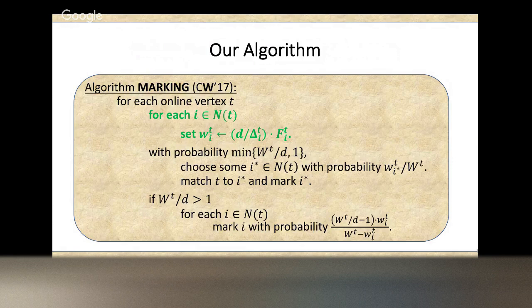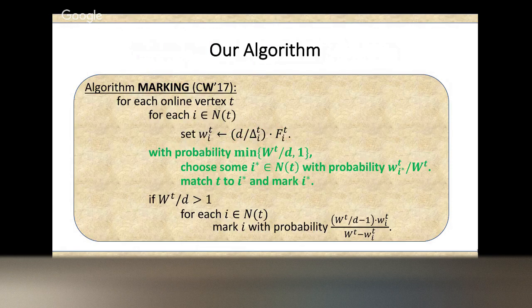And then, as I said earlier, with some probability we might not actually match t to anyone. So with probability the minimum of the sum of weights over d and 1. Remember that the expected sum of weights was d, so if we're exactly at expectation, we'd match t every time, but if it's below, then maybe we'll ignore t with some probability. In that case, we match t to some node chosen with probability proportional to its weight and mark that node.